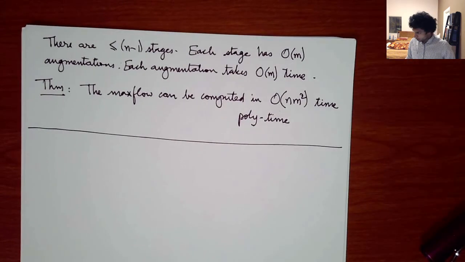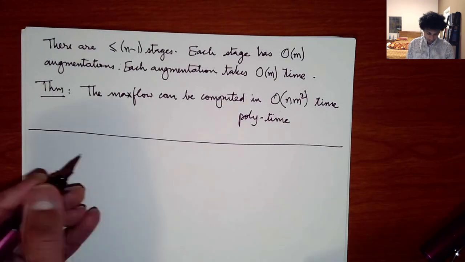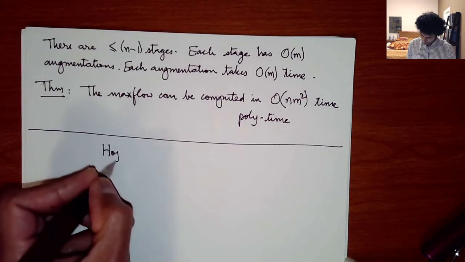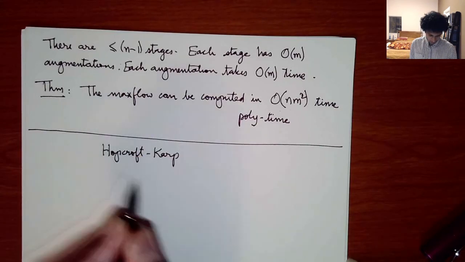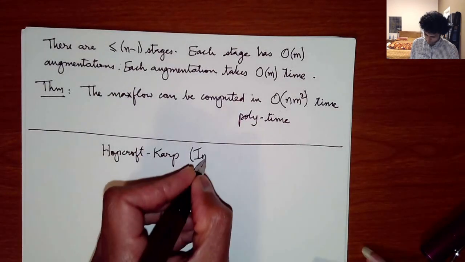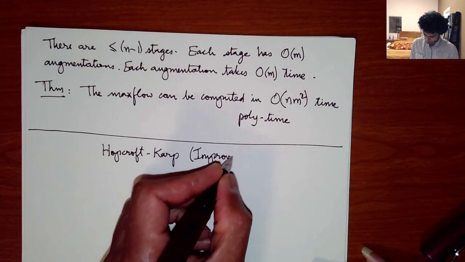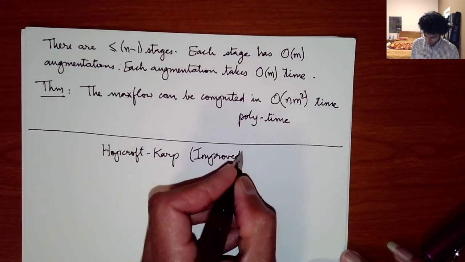Now, what I'd like to talk about in the remaining time, which is not much, 10 minutes, is just to tell you a little bit about Hopcroft-Karp. And this is the improved algorithm, improved bipartite matching.